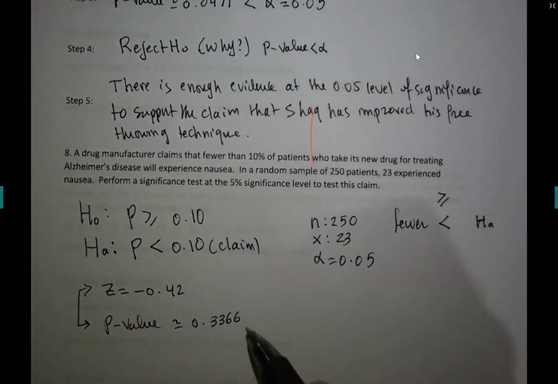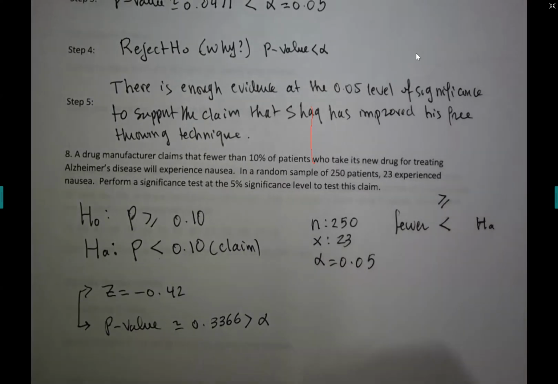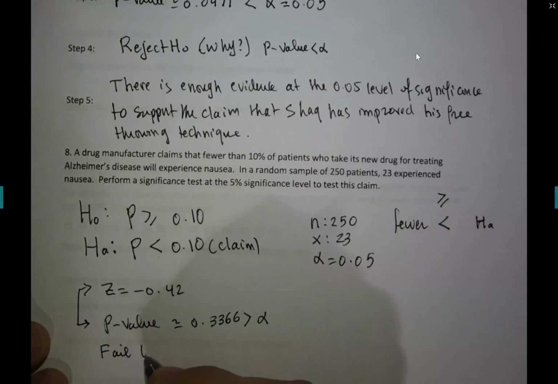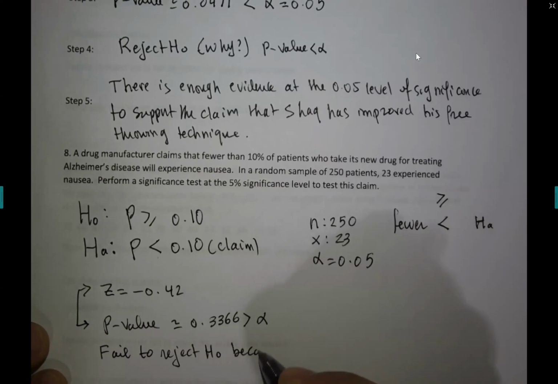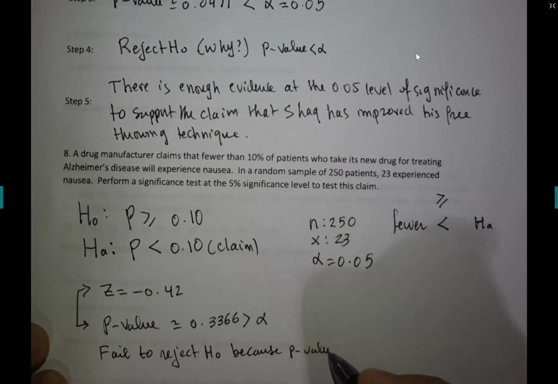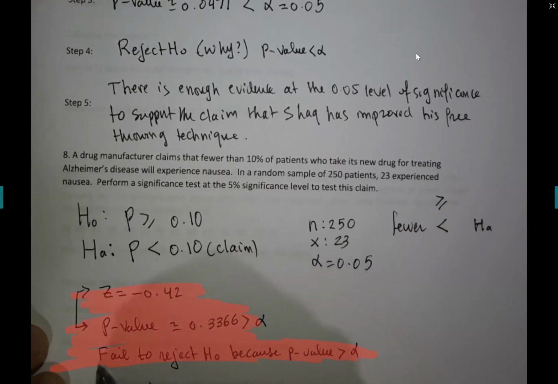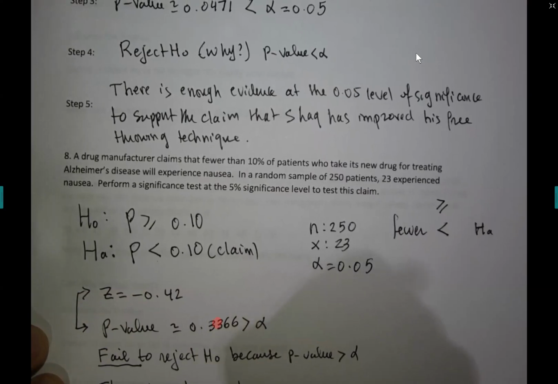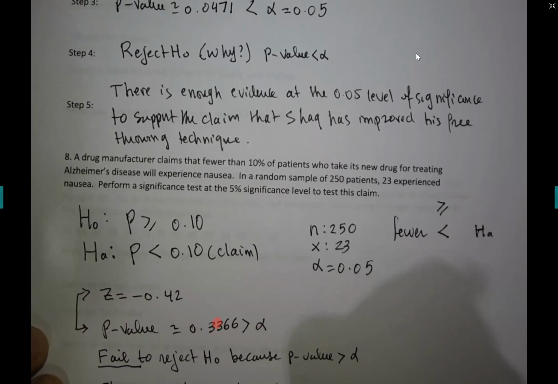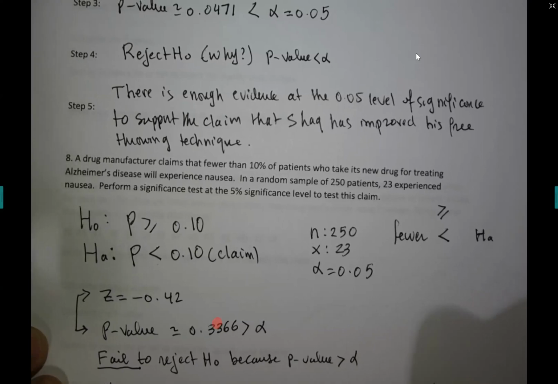What's the decision, guys? Do you guys agree with me that this is bigger than alpha? Yeah, we failed to reject H0. I hope, guys, that this is making sense to you now, because p-value is more than alpha. And then you start. Watch. I'm going to be consistent. I'm not going to change what I said earlier. Since I start with fail, I start with there is not enough evidence at the 0.05 level of significance.